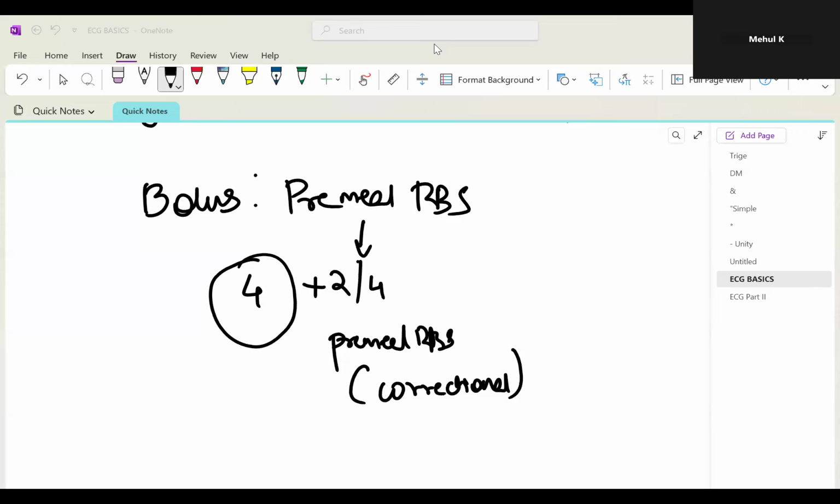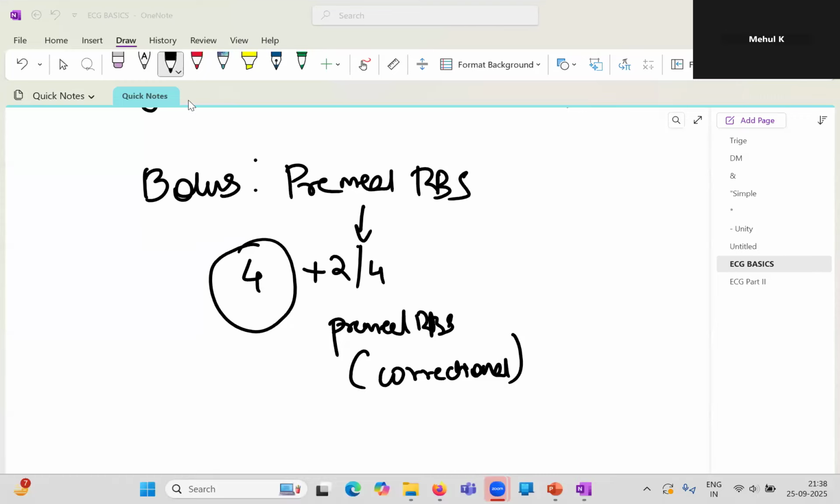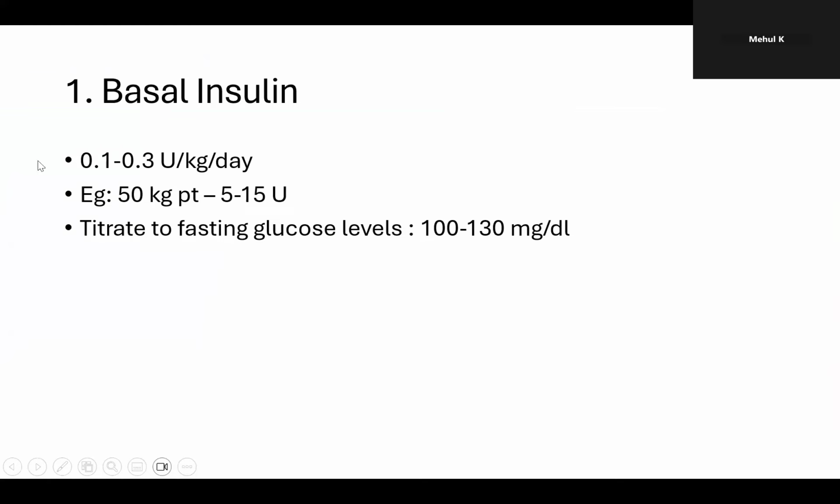So now we'll come back here, coming to basal insulin again. We basically said the total insulin dose is like 0.5 unit per kg. So basal insulin is going to be around half of that. If we have a 50 kg patient, it's going to be somewhere around 5 to 15 units to start with, and you're going to titrate this basal insulin according to your fasting glucose levels, and you target around 100 to 130 mg per deciliter.